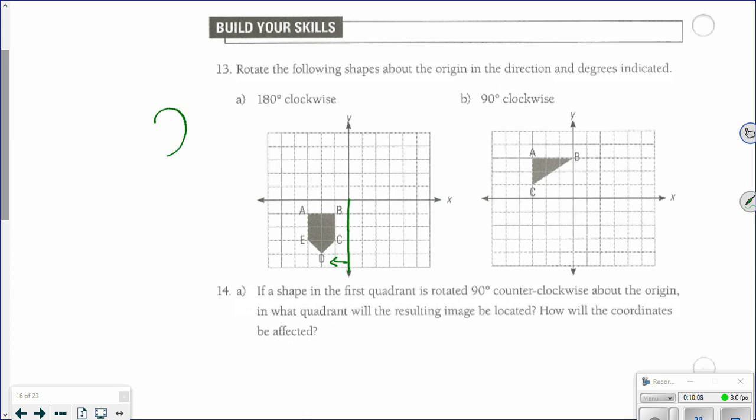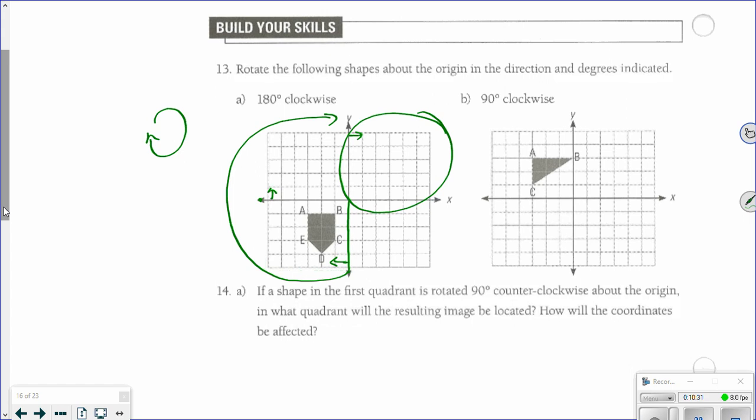So 180 degrees clockwise. Clockwise is always the way the clock turns. So halfway with this point here would be 90 degrees. 180 is all the way up to the top. And my arrow would have pointed this direction here, which means it's pointing that direction there. So my shape should end up in this quadrant somewhere.